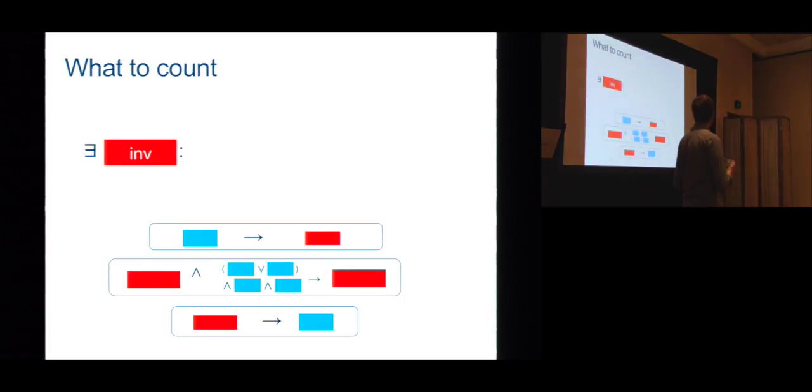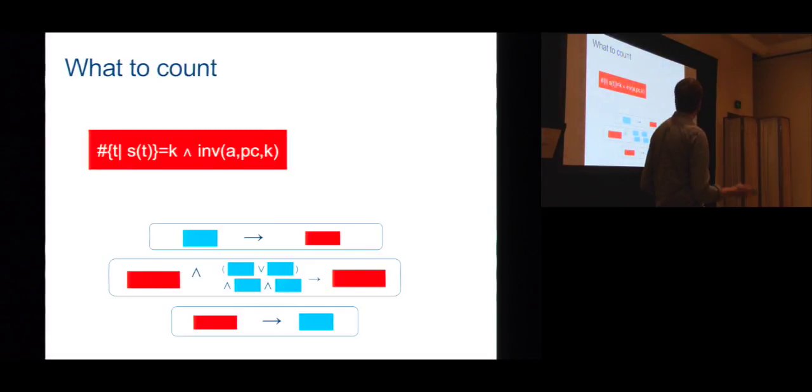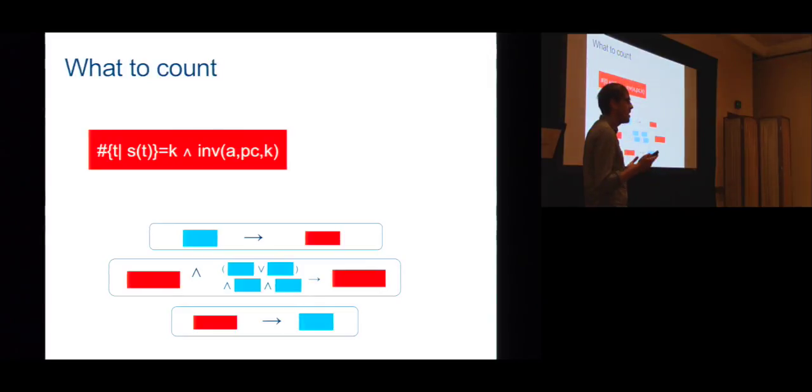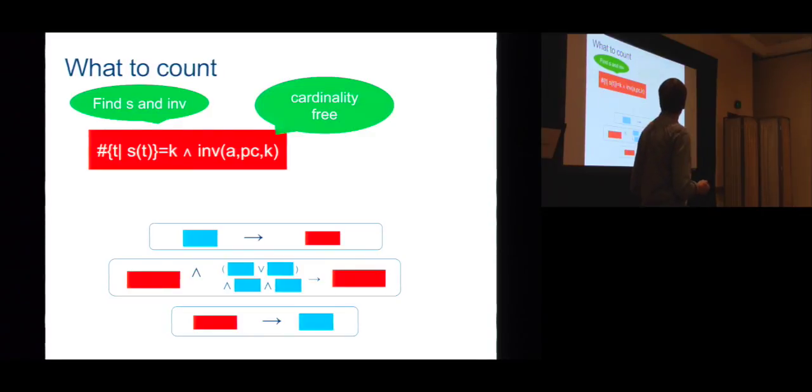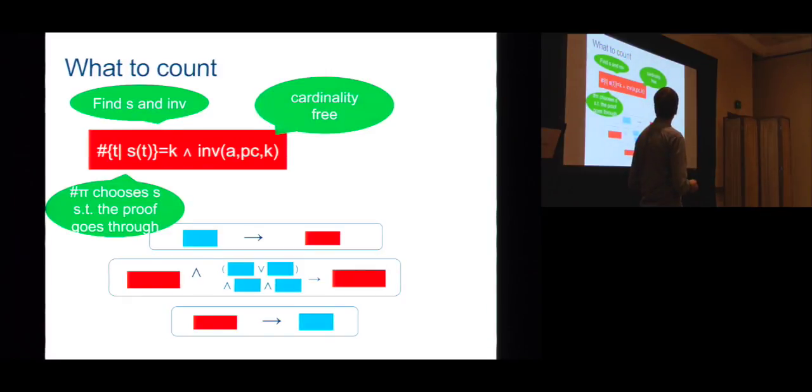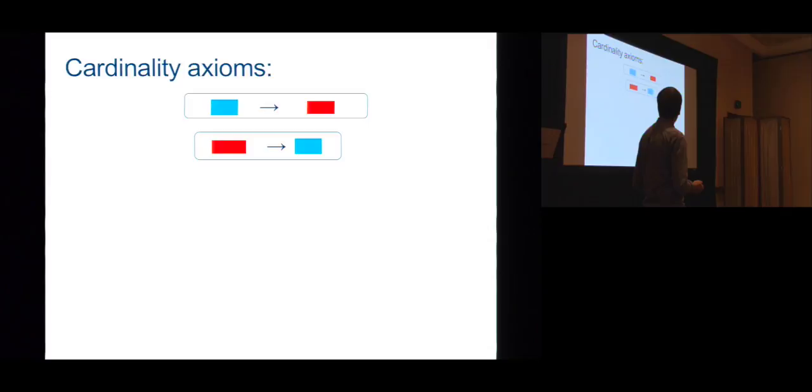Okay. So remember we set up this system of constraints on an invariant. We gave it to the solver. But actually, you need to tell us how cardinalities you want to track. So here you want to track the cardinality by some S that the solver needs to figure out. Okay. So S and inf such that the proof goes through. Inf is cardinality free. Okay.